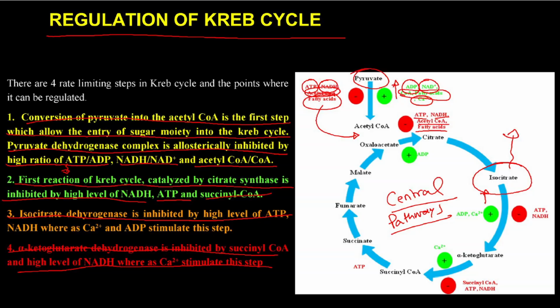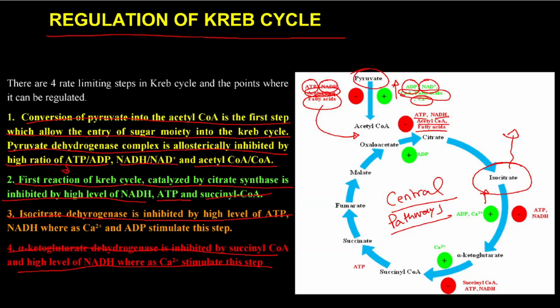So a high ratio of ATP to ADP, NADH to NAD positive, and acetyl coenzyme A to coenzyme A will actually inhibit this pyruvate dehydrogenase complex, and its entering further into the Krebs cycle. And if it won't enter, the Krebs cycle won't be able to proceed. Okay. So the first reaction of the Krebs cycle, catalyzed by the citrate synthase, is inhibited by high levels of NADH, ATP and succinyl coenzyme A.